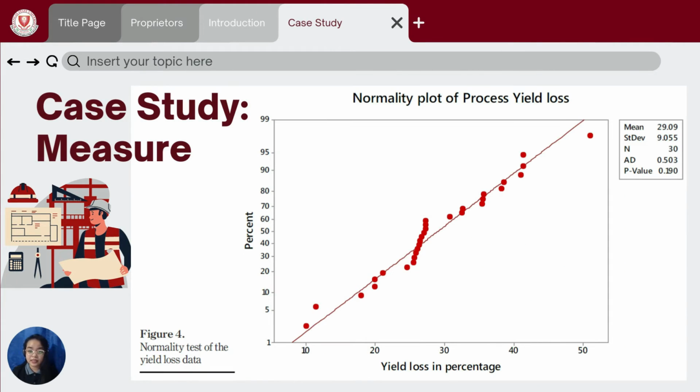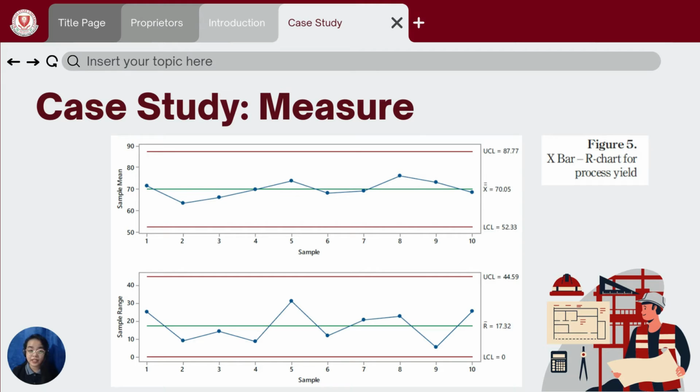The next tool is the normality test for the process statistical stability, and based on the results, the data is normally distributed as the p-value of 0.190 is greater than 0.05. The next tool is the X-bar and R chart, which is used since the subgroup size is only 3 and there are only 10 samples. Based on these results, the process is statistically stable and under control since there are no outliers detected.